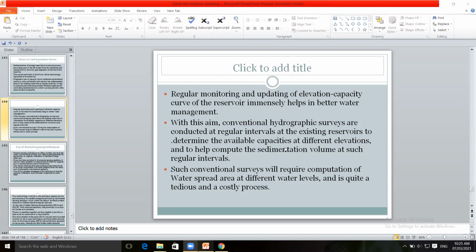How much sedimentation has occurred, the hydrographic survey tells us. Hydrographic survey or reservoir sedimentation survey is done. From that you can get the sedimentation volume, that is, the volume of accumulation of silt or clay at the bed of the reservoir.